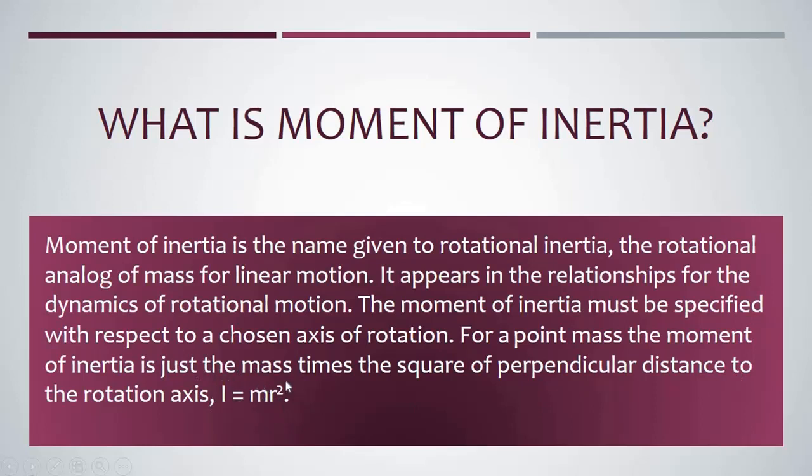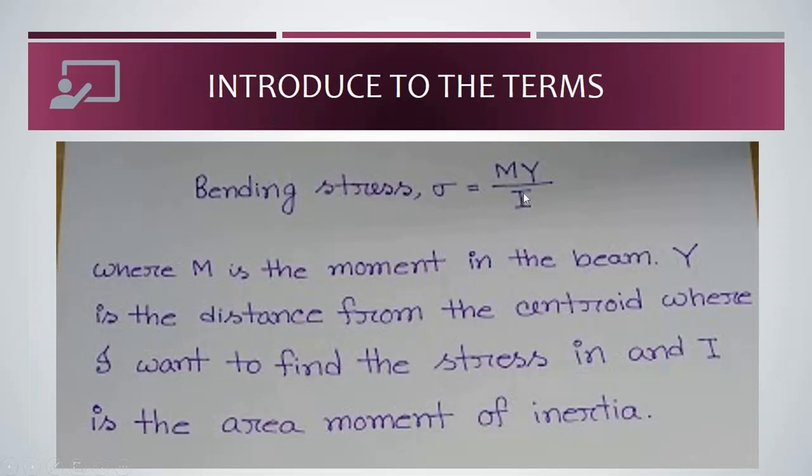I is the moment of inertia, r is the perpendicular distance to the rotational axis, and m is the mass. Let's introduce another term. If we want to derive the bending stress, then we get sigma equals M y divided by I, where M is the moment in the beam, y is the distance from the centroid where I want to find the stress, and I is the area moment of inertia.